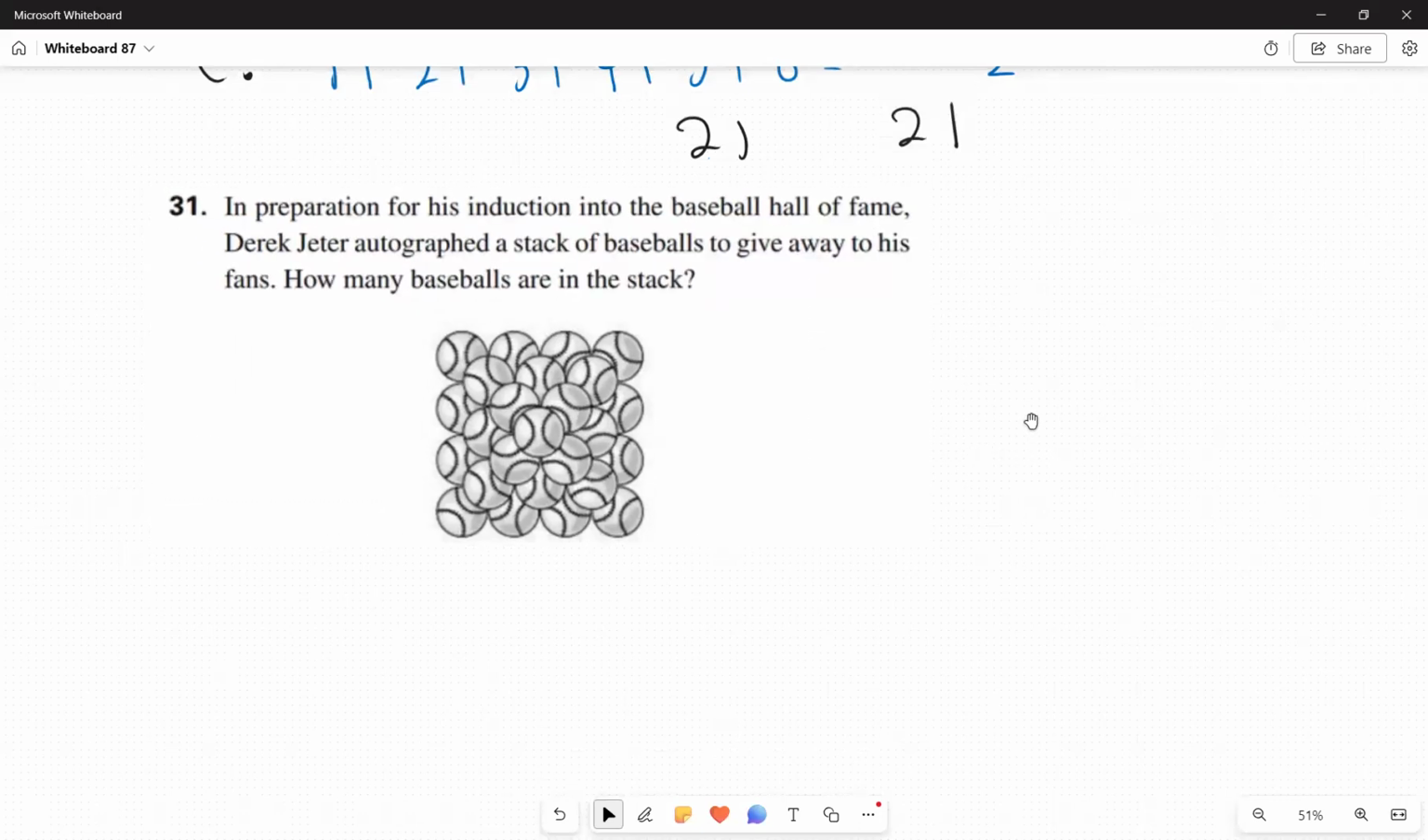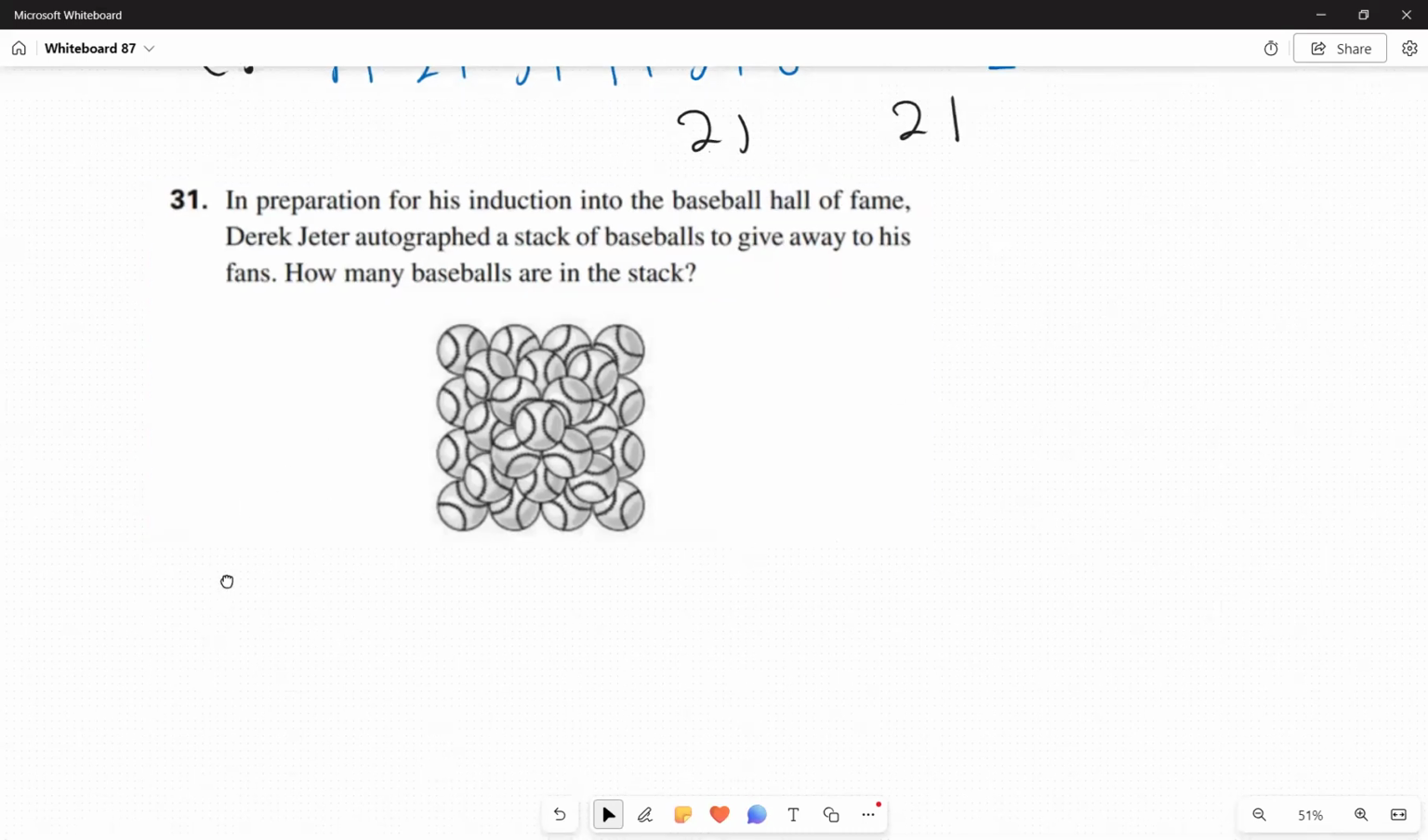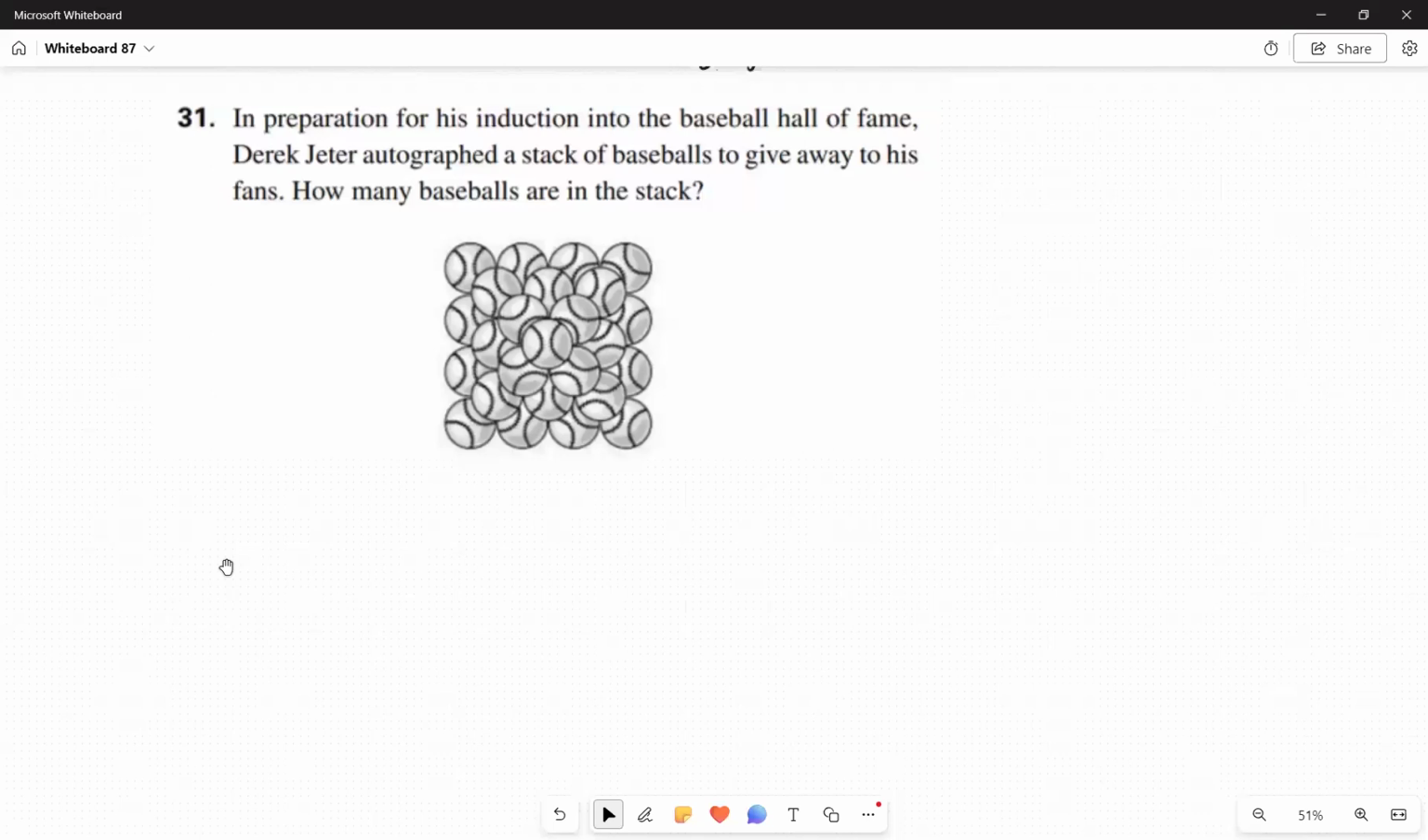So in preparation for his induction into the Baseball Hall of Fame, Derek Jeter autographed a stack of baseballs to give away to his fans. How many baseballs are in the stack? So we are looking for patterns. And that's inductive reasoning.